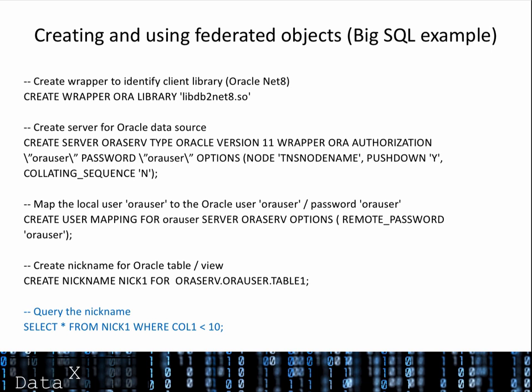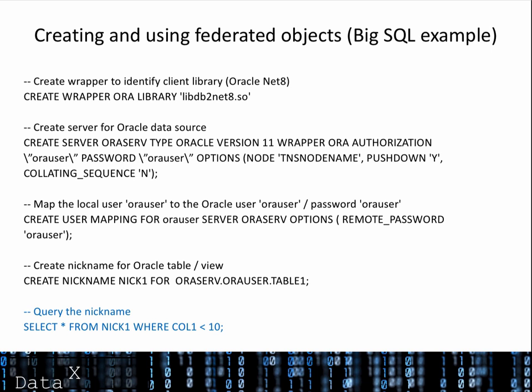This example is based on IBM technology in Big SQL, IBM's SQL engine for Hadoop. Basically, an administrator creates a few objects, which I've shown here in black. Let's step through them one by one. The first command identifies a wrapper or client library for the type of data source to be accessed. Here we're creating an Oracle wrapper. The next line creates a server object for a specific Oracle server instance on a specific node in the network. Next, we map a local Big SQL user ID to an ID on the remote Oracle instance. And finally, we define a nickname for a specific Oracle table.